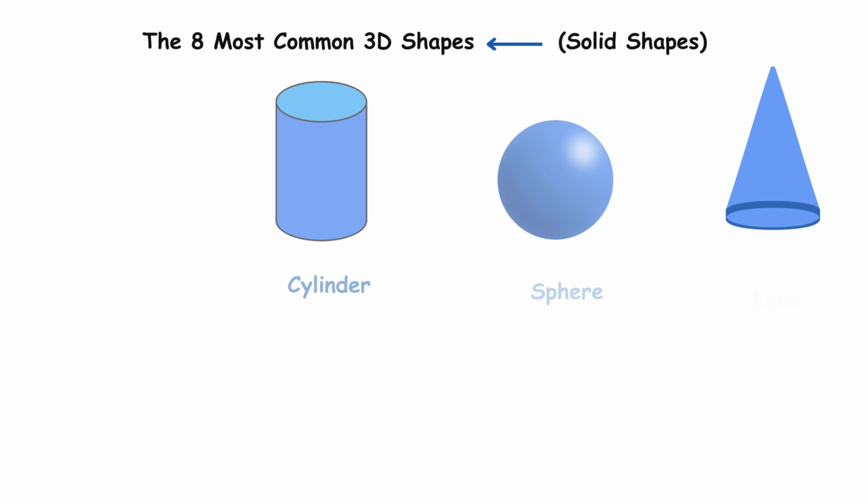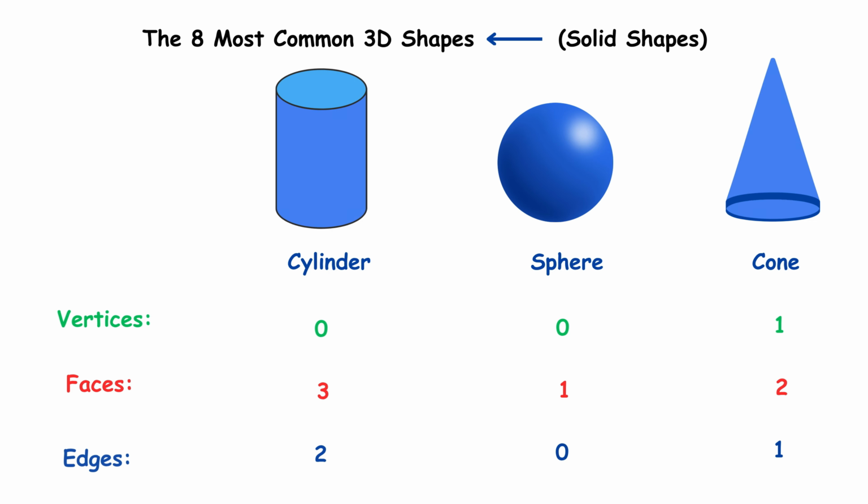And lastly, we have the cone, which has 1 pointed vertex at the top. It has 2 faces, a curved one that wraps around the sides and a flat circular face on the bottom, and it has just 1 edge that goes around the base of the cone, forming a perfect circle.